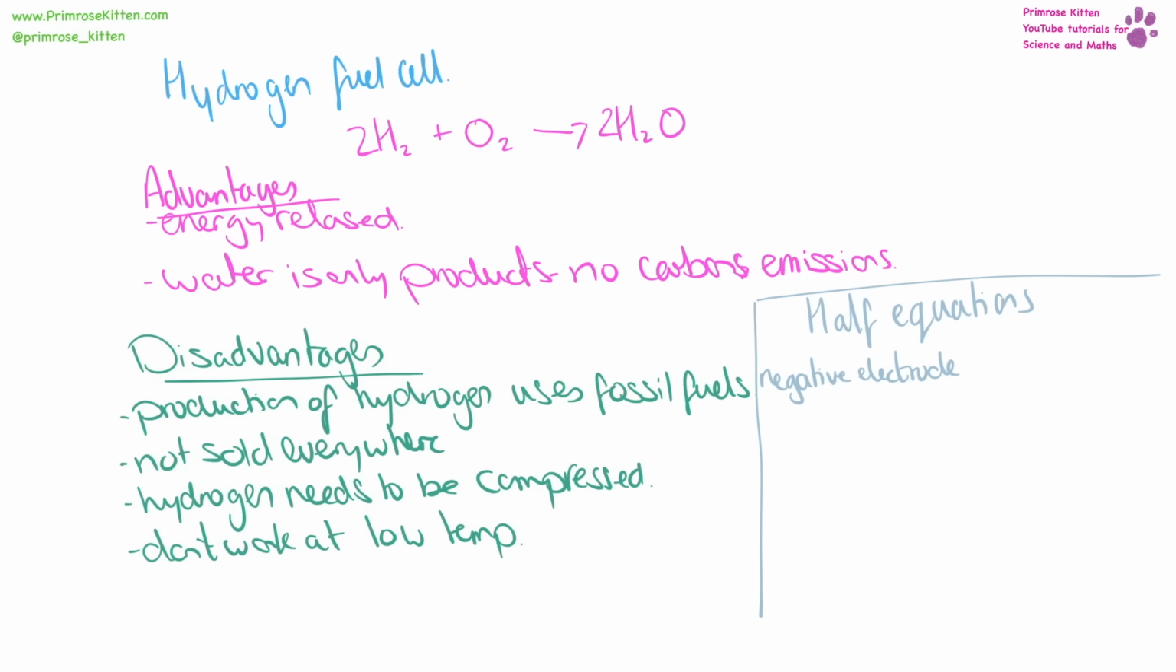At the negative electrode, we are going to have hydrogen gas minus 2 electrons turning into hydrogen ions. At the positive electrode, we are going to have these hydrogen ions reacting with the oxygen gas and some electrons, and they are then going to turn into the water.